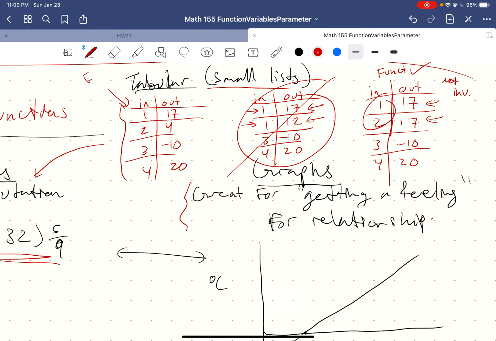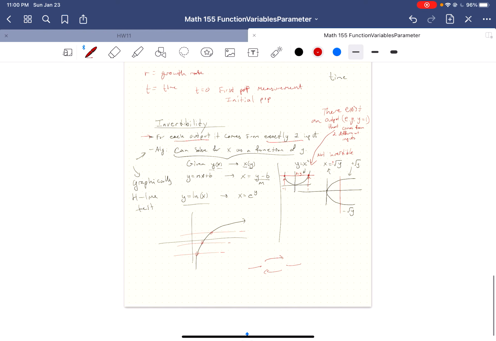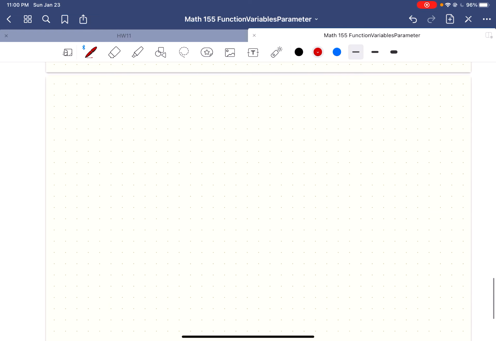This is a function, and it's invertible. Okay. All right. What else is on the agenda? Combining functions. All right. Combining functions.